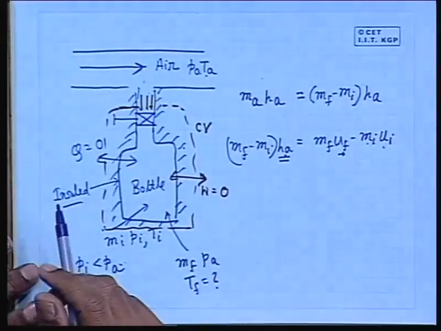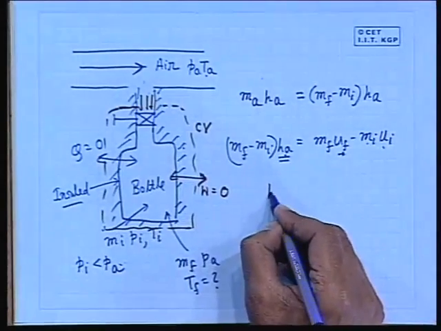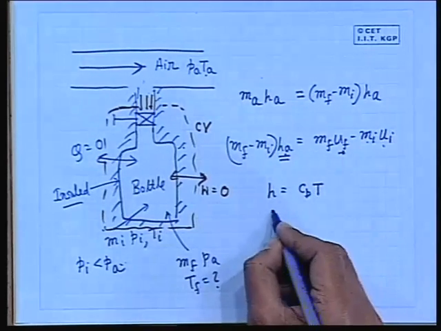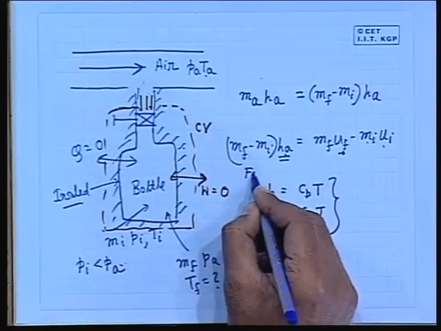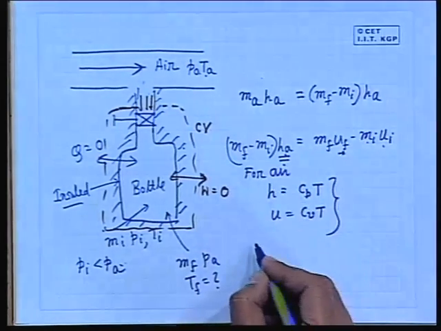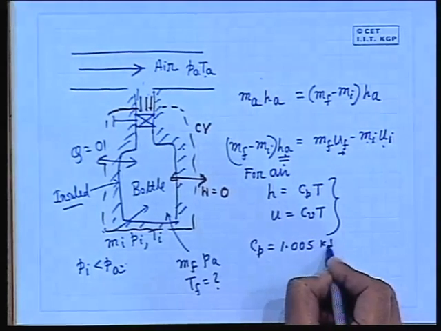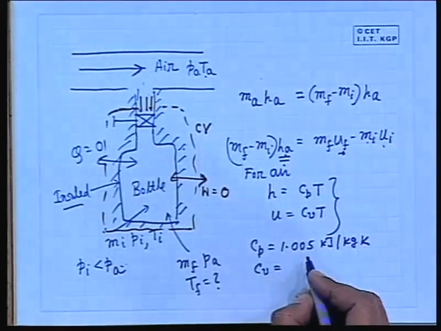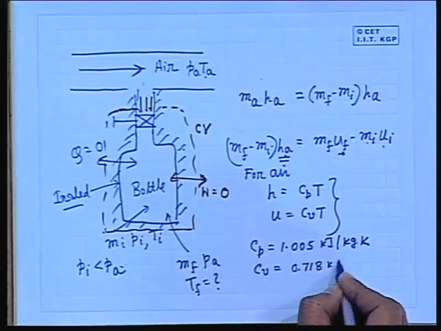In this connection I would like to tell you that for air, if it is not otherwise given, you will always assume H is equal to Cp into T and U is equal to Cv into T, where the value of Cp is 1.005 kilojoule per kg and Cv is 0.718. If property relationships are given, you don't use these values, you use the given property relationships.